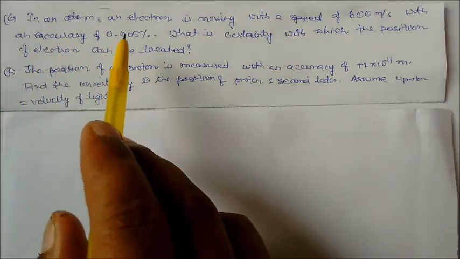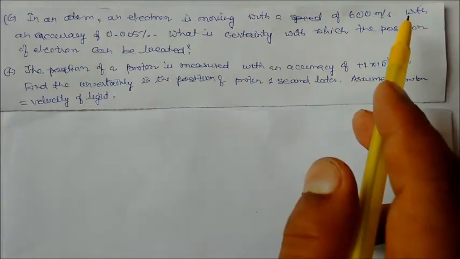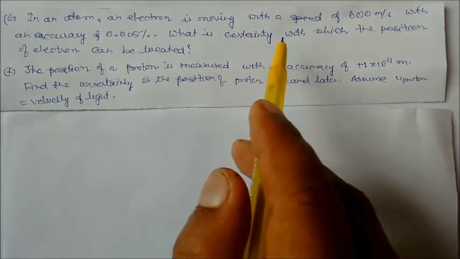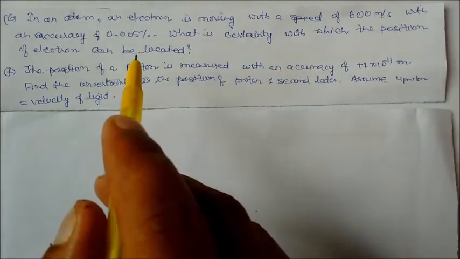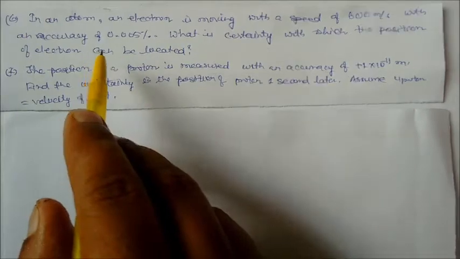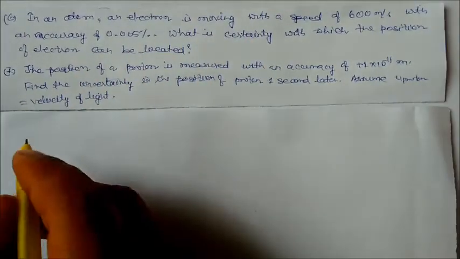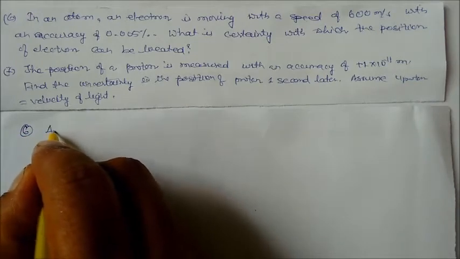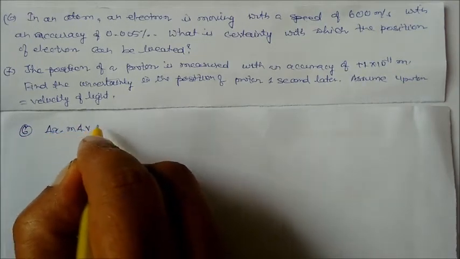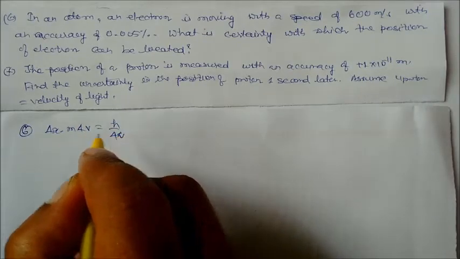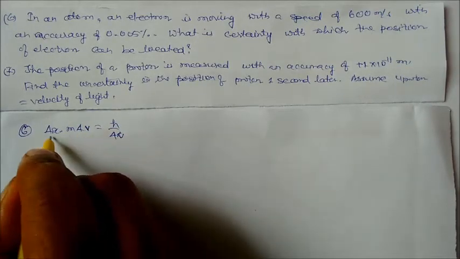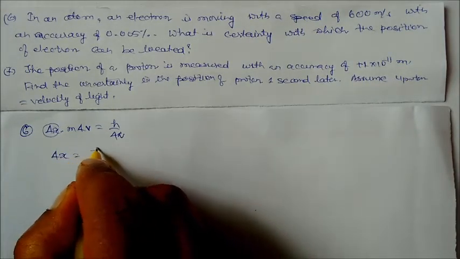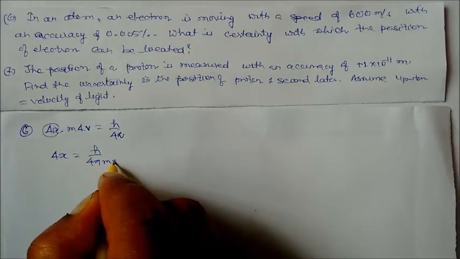In an atom, an electron is moving with a speed of 600 meters per second with an accuracy of 0.005%. What is the certainty with which the position of the electron can be located? So we have to find the uncertainty in the position. Again we can use the Heisenberg uncertainty principle. Delta x into m into delta v is equal to h by 4 pi. So delta x is equal to h by 4 pi m into the change in velocity.